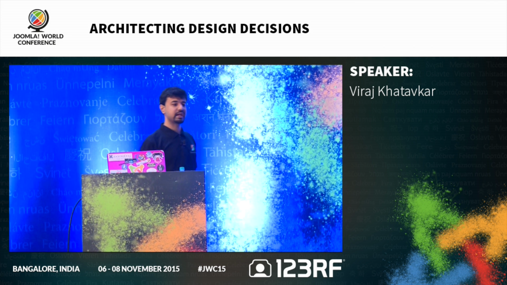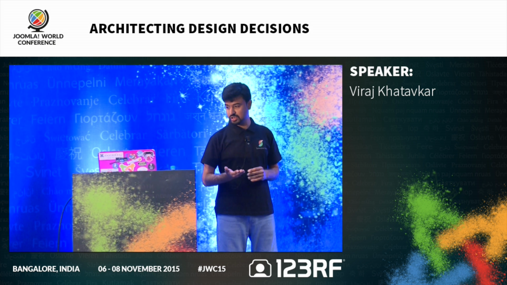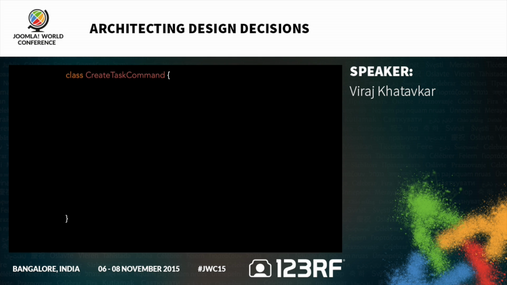So let us see a quick example of how this actually works. Suppose we have a create task command. We want to create a new task. That's a basic task that an application can do. So we'll be creating a new task, and it will have a create task command. I would be initializing the command with two parameters. So let's say there's task name and due date.